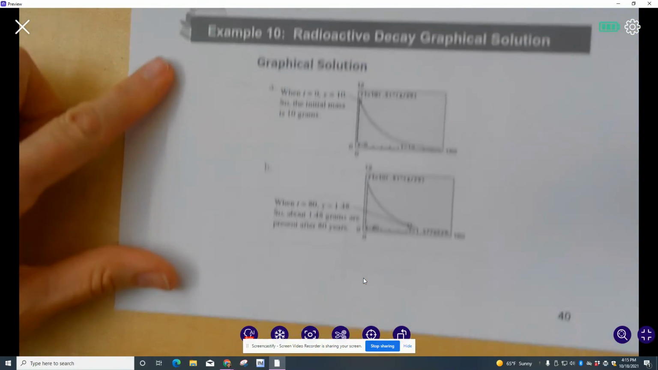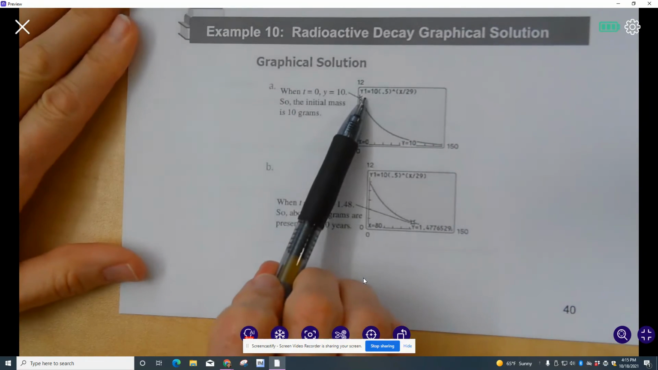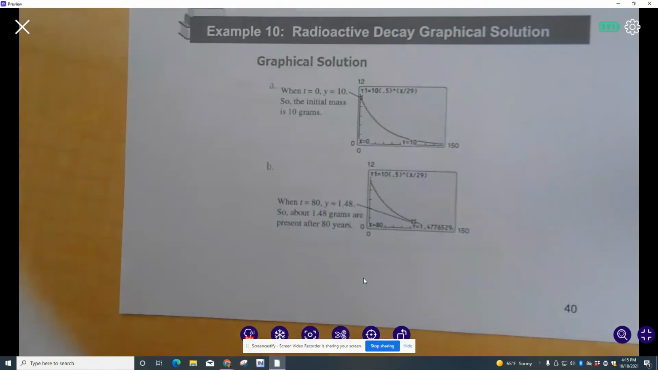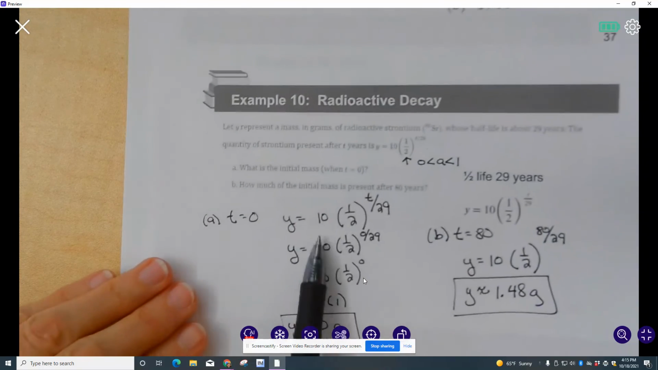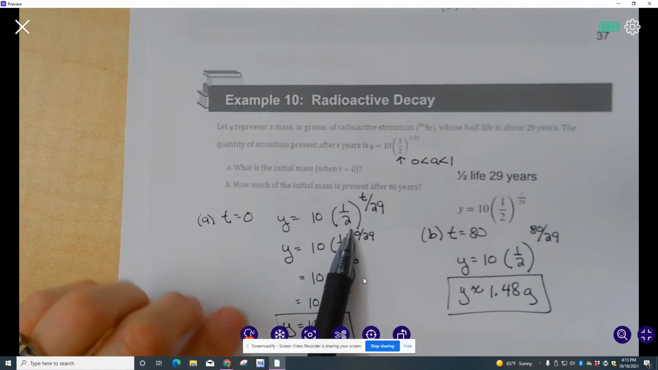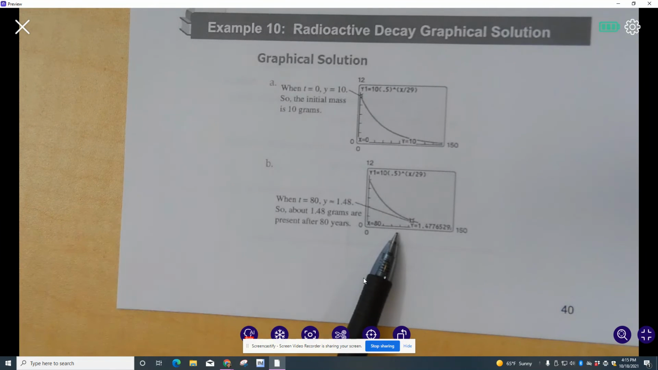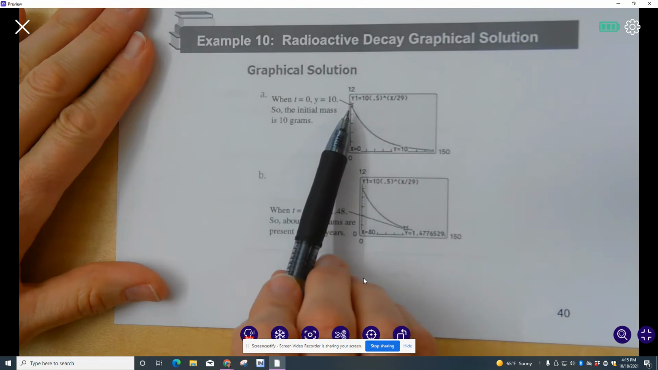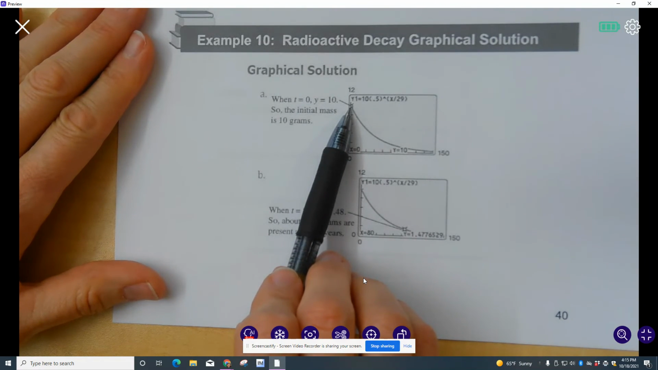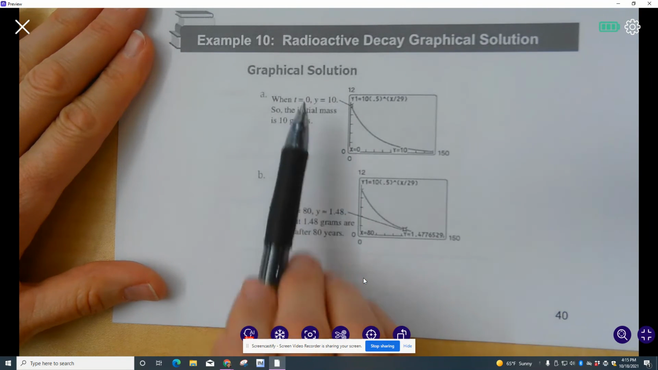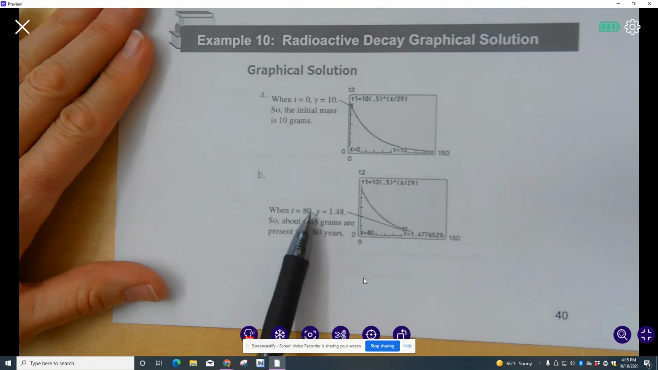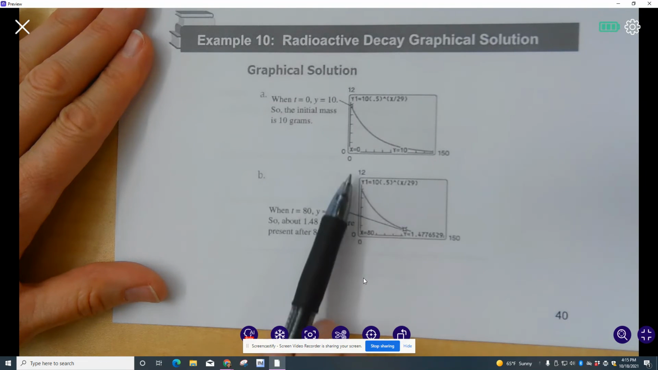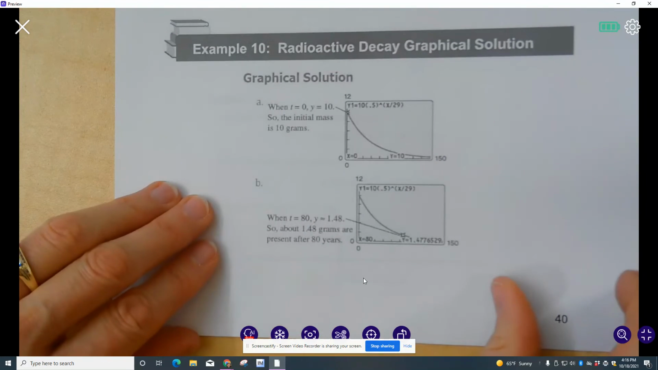Those are my solutions. For both of those, you could also graph the original function. So if I graph this function right here in my calculator, I'm going to get this. And then the question that I'm answering is what happens when time is 0. So I can either look at my graph or I could go to my table and see what y is when x is 0. For this one, I could see what y is when x is 80. You can see as the x values increase, the y values are decreasing because this is exponential decay.